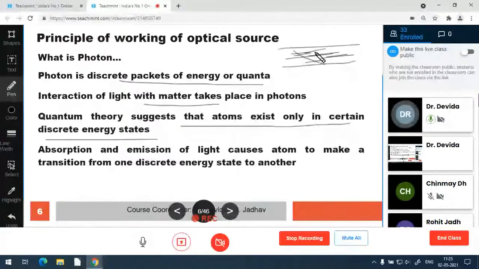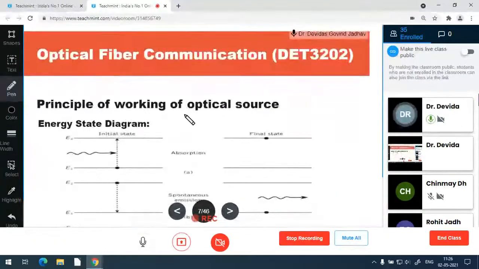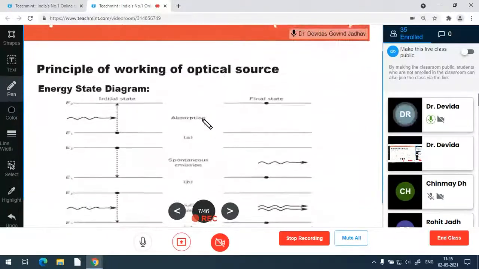So there is no possibility for all these energy states. Only for this and this it is possible. Discrete energy state atom exists. That may be valence state, that may be conduction state or lower orbit states. Absorption and emission of the light causes atoms to make transition from one discrete energy state to another discrete energy state. And this absorption and emission, which transits the atom from one energy state to another, is illustrated in this figure. So this is the principle of working of optical sources.